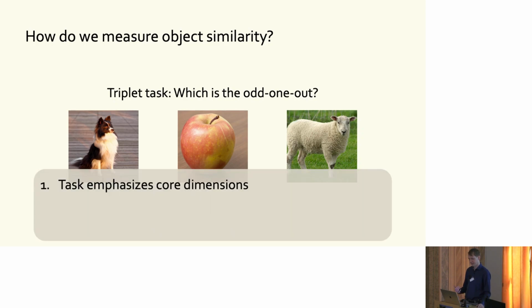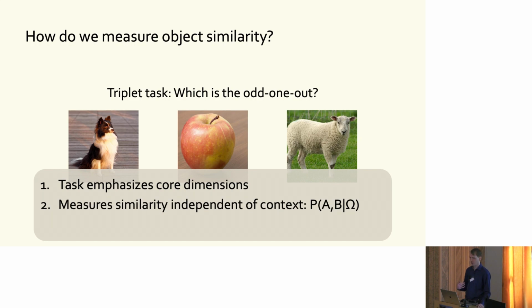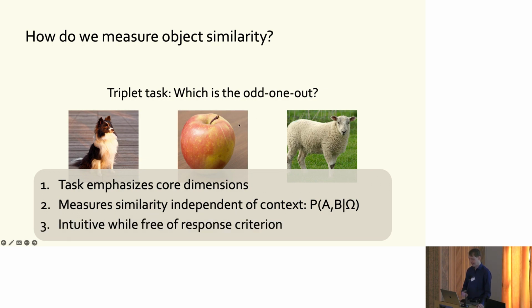So what this task does is it really emphasizes the core representational dimensions, and it overcomes this problem that was raised in the 1970s for measuring similarity, because we now define the similarity of objects as the probability of choosing them together in the triplet task and not the other one across all possible contexts. It's also quite an intuitive task, it's actually fun to do, and it is free of response criterion as you would have with normal similarity ratings.